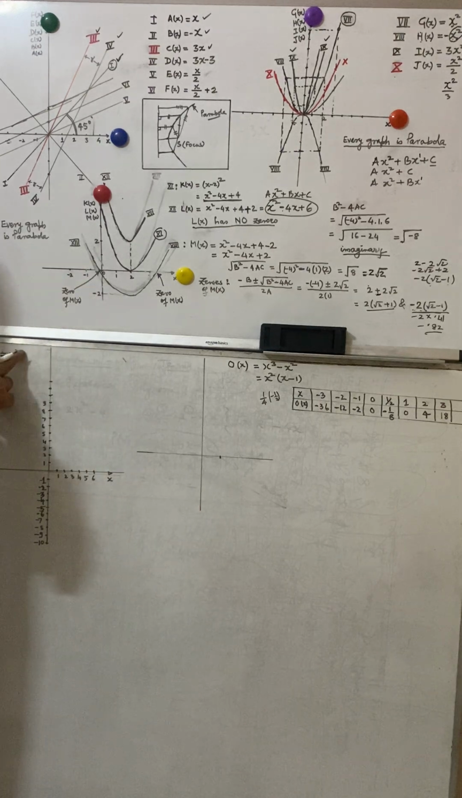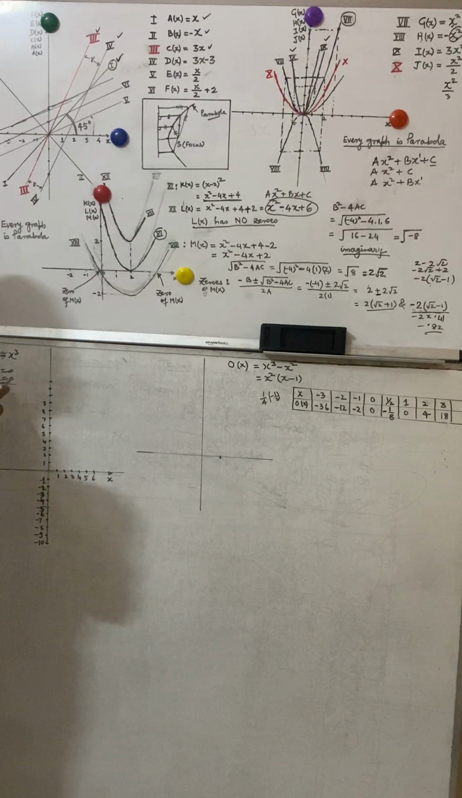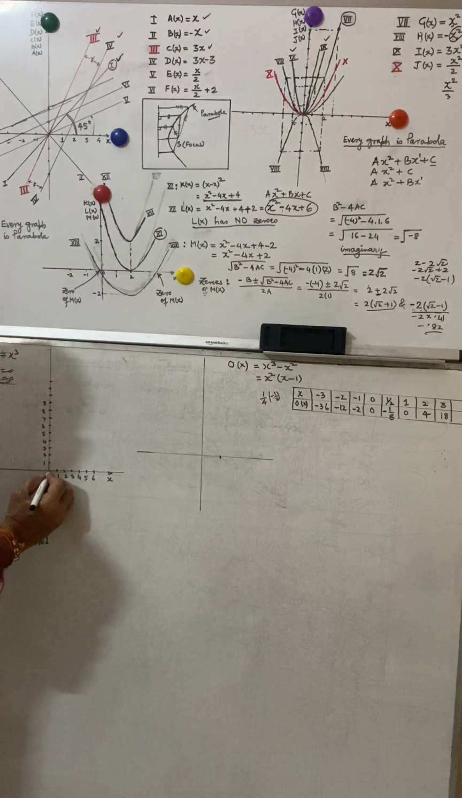p(x) is equal to x cube. What will be the shape of this? How many zeros are there? x cube equal to 0 leads to x equal to 0, x equal to 0, x equal to 0, as this is x into x into x. It has 3 zeros but all having the same value, x equal to 0. So it must pass through this point.